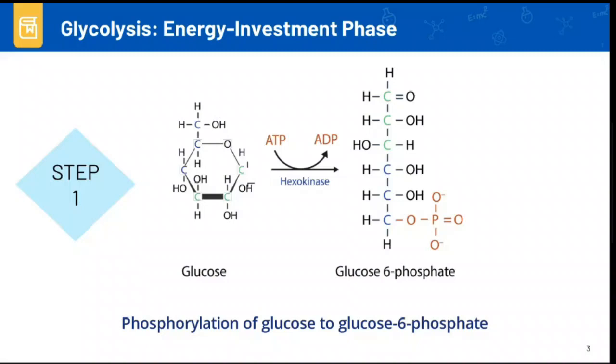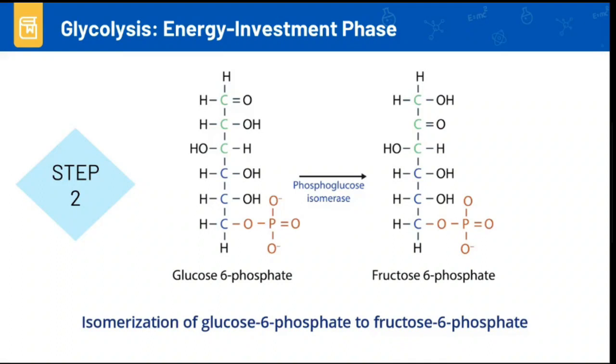Now, for the second step of your glycolysis, it involves the enzyme called your phosphoglucose isomerase. Ito naman siya. This is the second stage or step two of your glycolysis. Now, in this reaction, it becomes your fructose 6-phosphate. So your glucose 6-phosphate and your fructose 6-phosphate are isomers. Molecules with the same chemical formula but differ in structure. As you can see, that's why it is called your phosphoglucose isomerase because they are isomers.